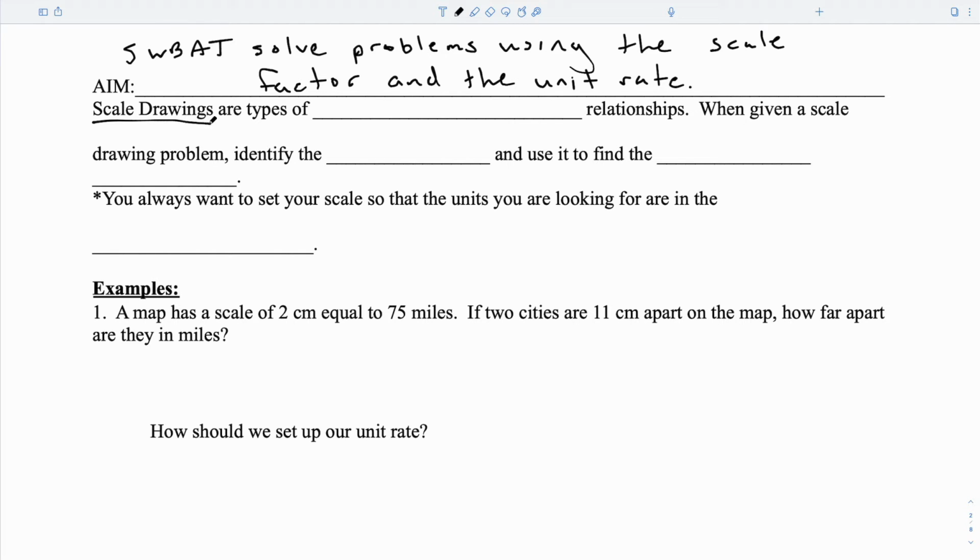So let's rewrite what a scale drawing is. Scale drawings are types of proportional relationships. And when given a scale drawing problem, today we're going to identify the unit rate. And we're going to find it, use the unit rate to find the missing value.